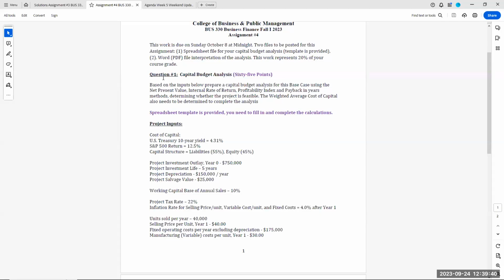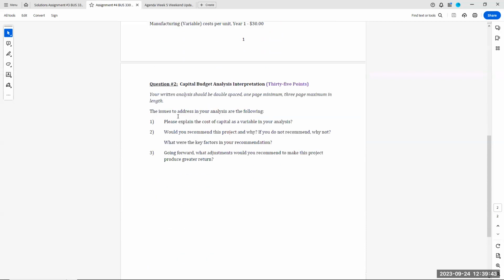The second question, remember, question 1 is a spreadsheet. The second question is the Word or PDF document where I ask you in a written analysis, which should be double spaced, 1 page minimum. And I do mean 1 page, not a half a page, not 3/4 of a page, 1 page, and a 3-page maximum. So you can go up to 3 pages. That's all you need to answer these 3 issues.